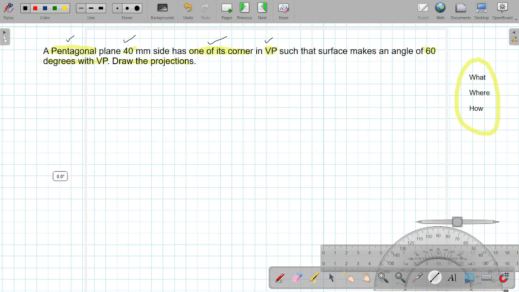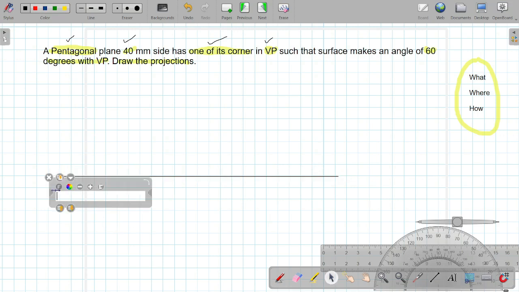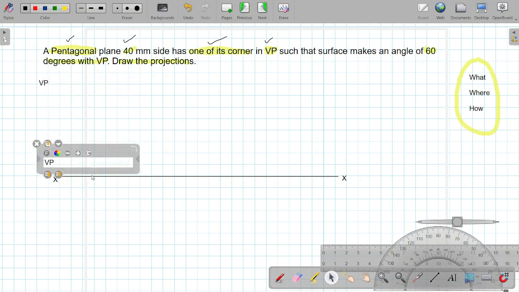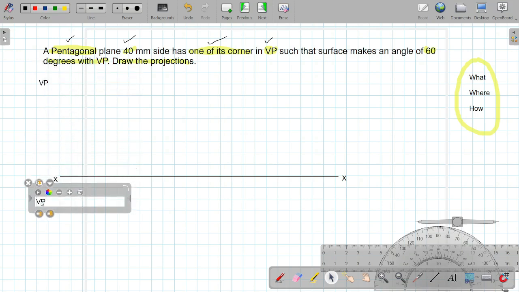So first we will draw a reference line, that is XY. Then we will construct a pentagon such that the corner should come on the right hand side. So we will start the construction from this side, and because it is in VP, I will start from the top. This is my VP, that is vertical plane, and this is the horizontal plane.